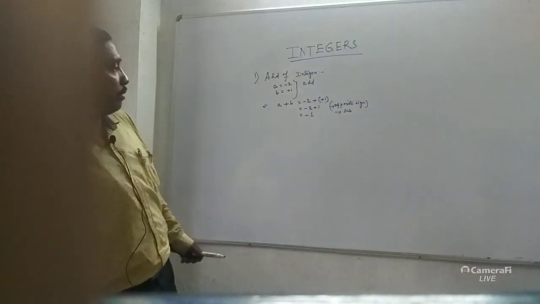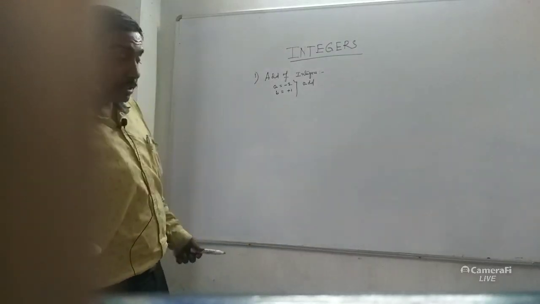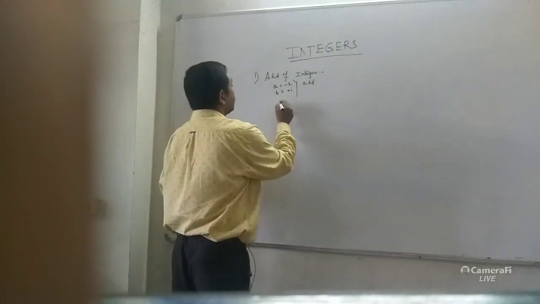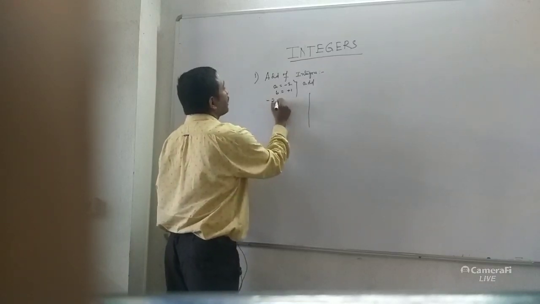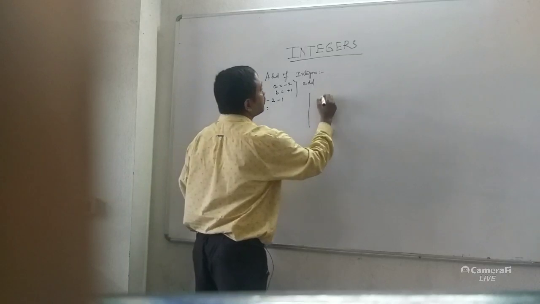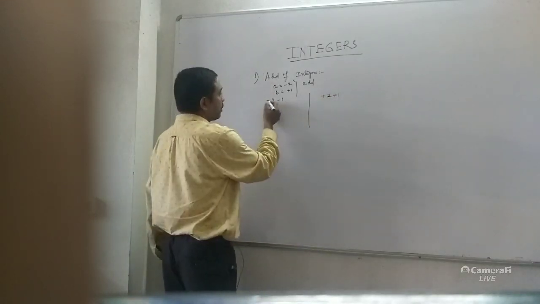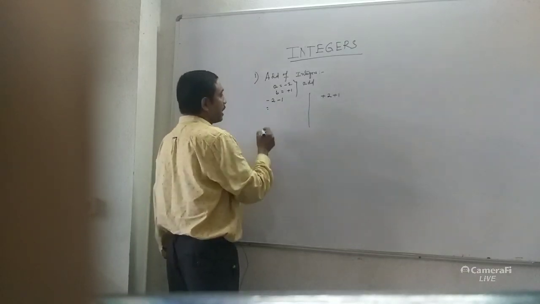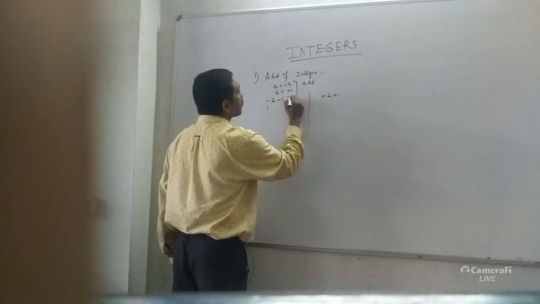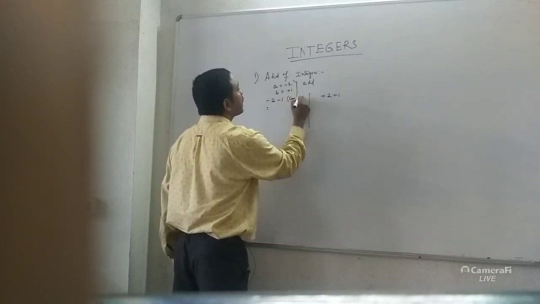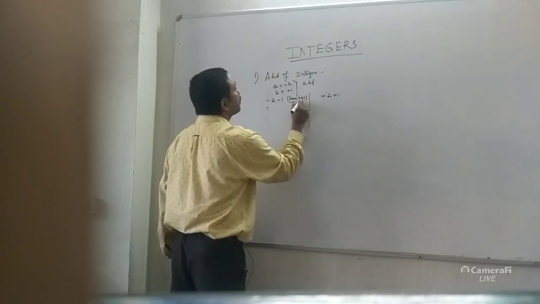Next I will discuss when you add two integers with the same sign. This is very, very important. Suppose two integers are given, minus 2 and minus 1, and another pair, plus 2 and plus 1. Look here, 2 has a minus sign, 1 also has a minus sign, the same sign. Whenever the signs are the same, you add. This is a very important concept.